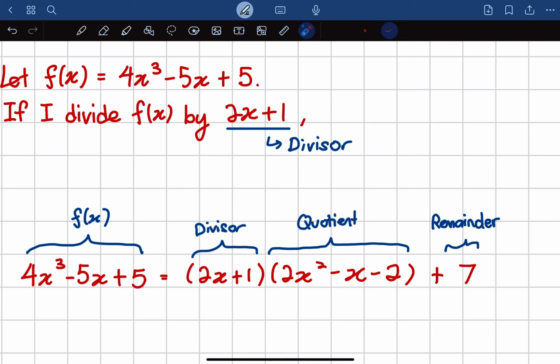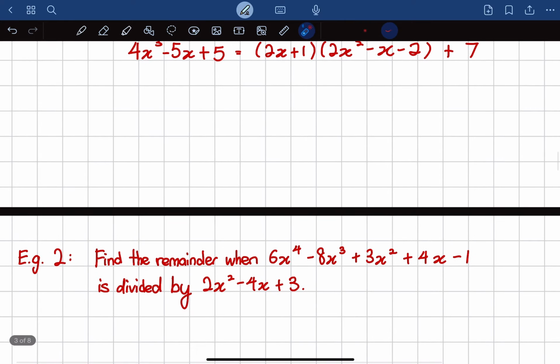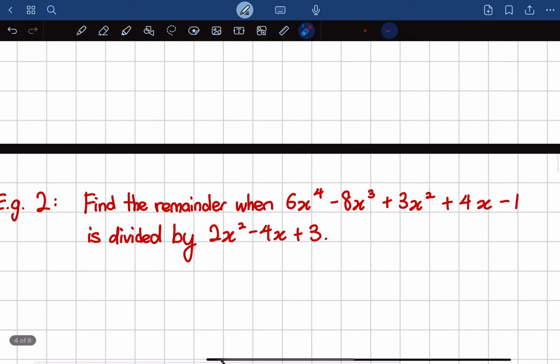This brings us to how to use the division algorithm. In order to divide a polynomial by a divisor, we will use the division algorithm to help us obtain the quotient and the remainder. So let's look at one very simple example, example 2. Find the remainder when this polynomial 6x^4 minus 8x cubed plus 3x squared plus 4x minus 1 is divided by this divisor here.